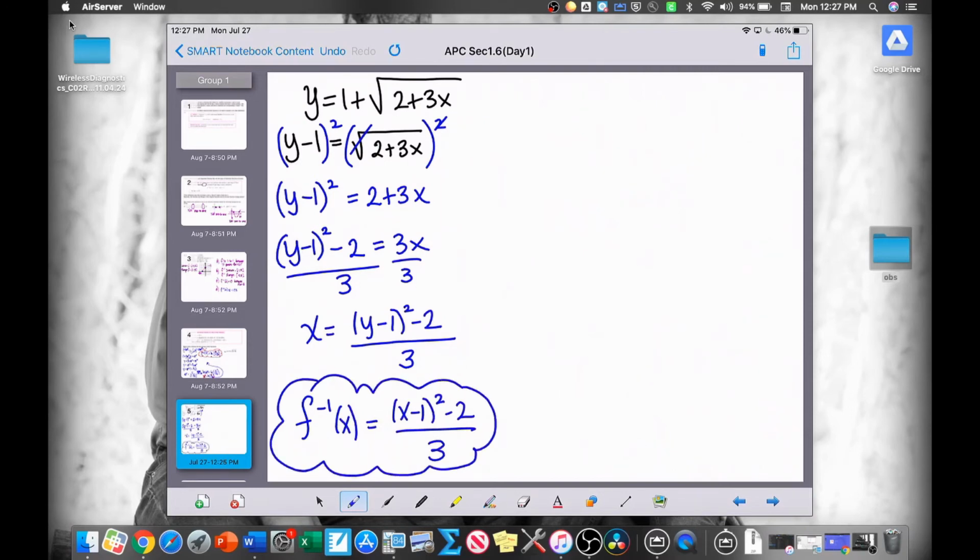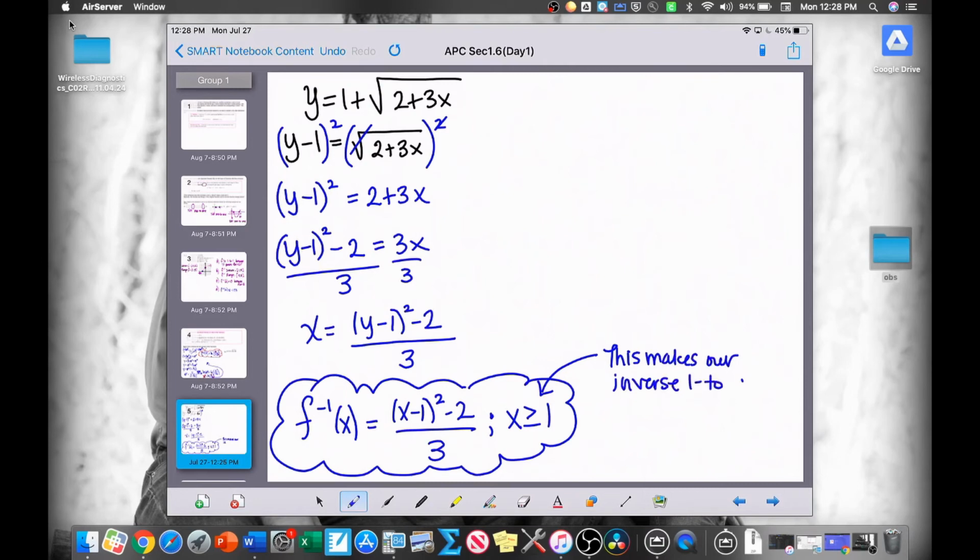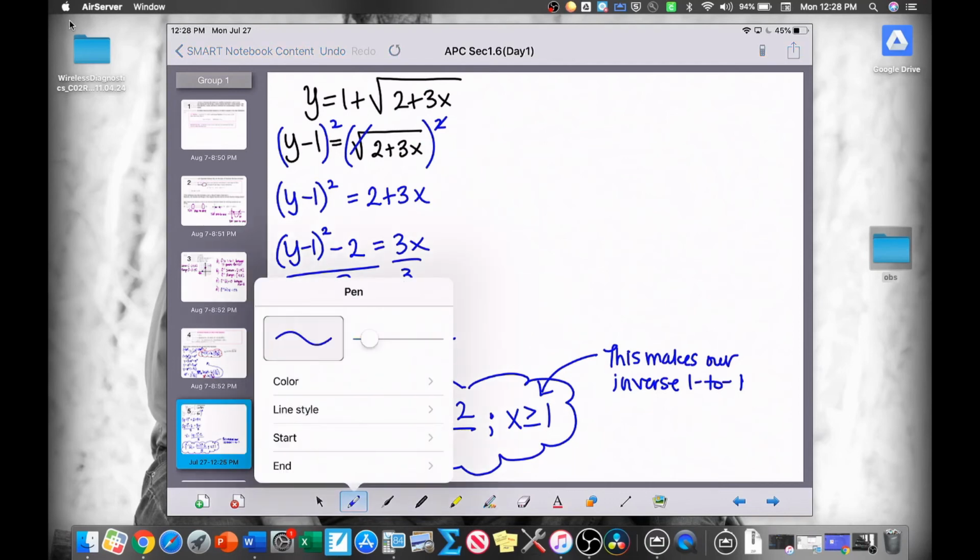Okay, now I want to talk about this a little bit further, and actually I should have left myself a little bit of space here. One thing I want to say is that this is for values of x that are greater than or equal to 1. We didn't have this issue in the last problem, but we do have this issue here. And the reason why we need to add this is that this makes our inverse 1 to 1.